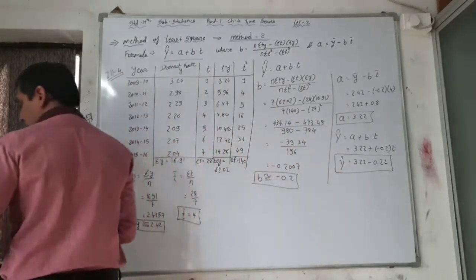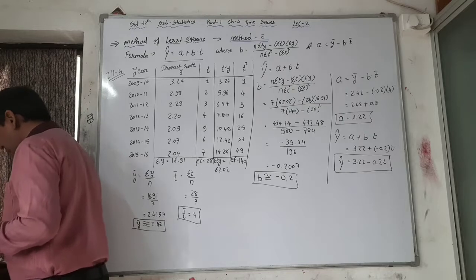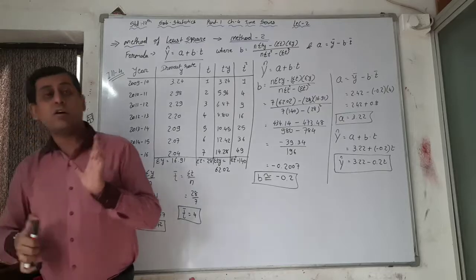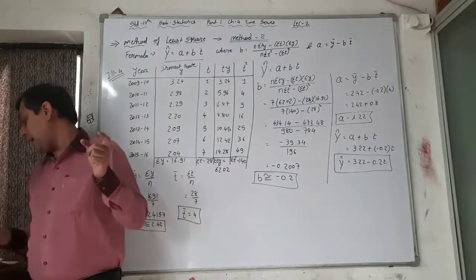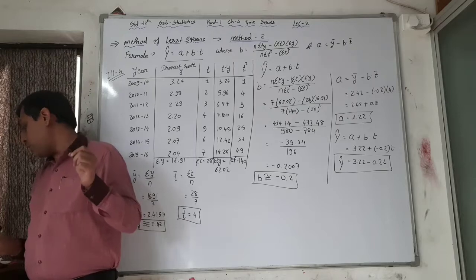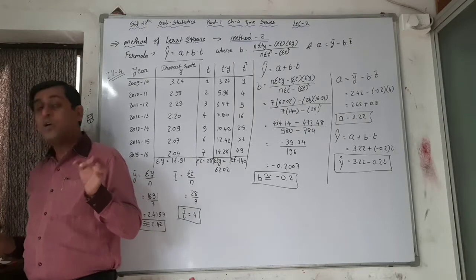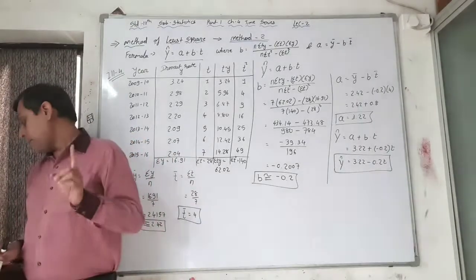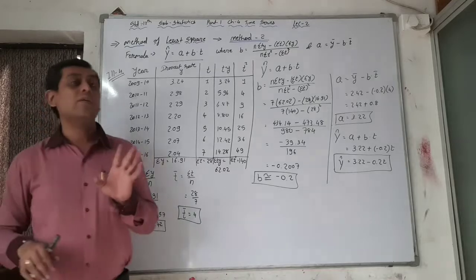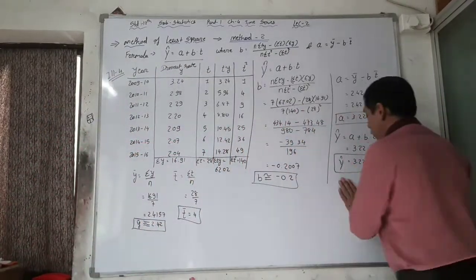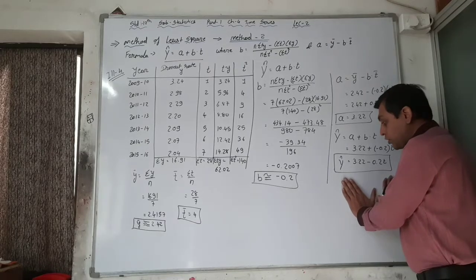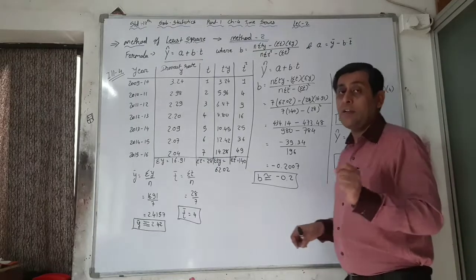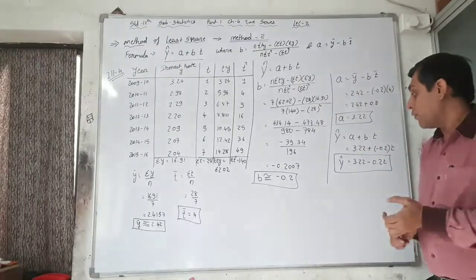So read the question again. Sorry, they don't ask us the equation, they ask directly to estimate the value of dropout students of standard 1 to 5 for the years 2016-17 and 2017-18 by fitting a linear equation for trend. We are fitting the linear equation for trend. The equation is here. Now we have to put the values for 2016-17 and 2017-18.